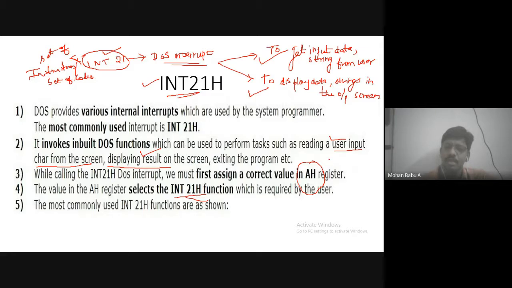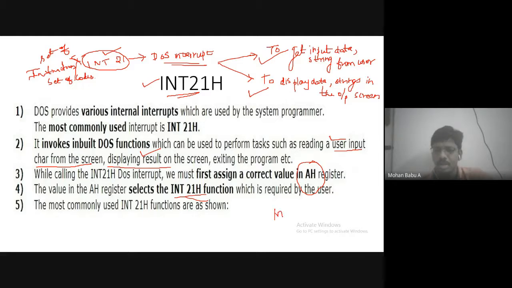If you assign AH as 02, it will accept a single character from the user side. If you assign AH as 09, it will accept a string from the user side. For example, if you need 8-bit data from the user side, you simply define AH as 01 as input. If you need a single character from the user side, you just define AH comma 02. This will accept the character from the user side. Similarly, if you mention AH 09, this will accept a string from users.